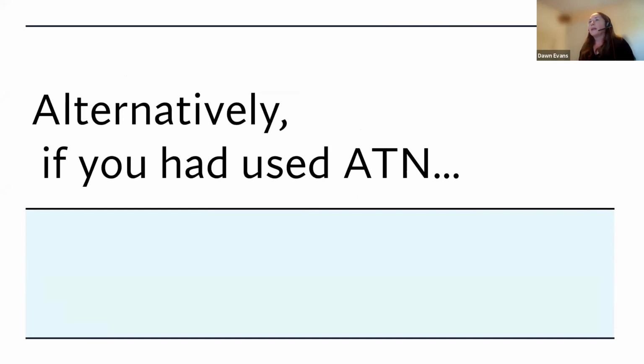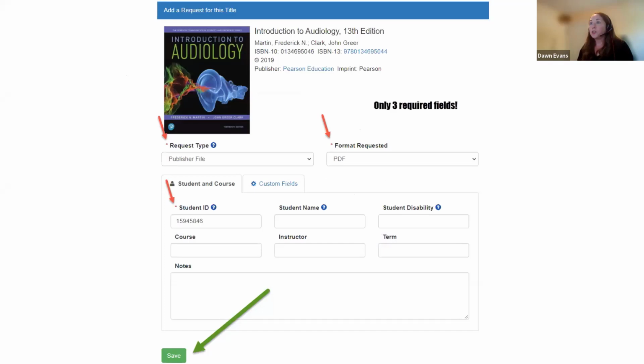Third scenario, if you had used ATN for that book, Introduction to Audiology, to request it, well, you would search for that ISBN in ATN, and this screenshot is what pops up. It's the request record. There's only three required fields that you want to publish your file, what format you want, PDF or EPUB, and the student ID, a unique confidential identifier for your student. All the other fields are optional, and you click on save. Very simple, many, many, many less fields than publishers' online forms to request.